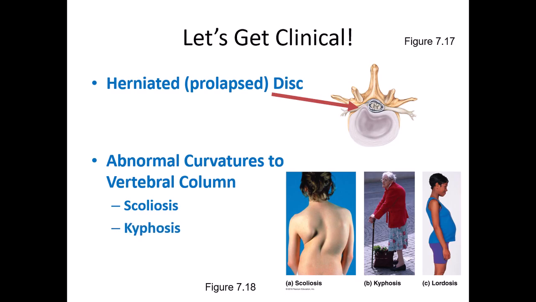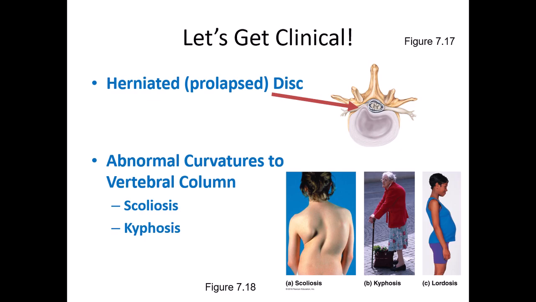The second picture is showing a kyphosis, an exaggerated thoracic curvature. And remember, that's a convex curve. It's an outward curve, so it kind of looks like a humped back sort of thing. And this can be due to degenerative bone conditions, often seen with the passing of time.